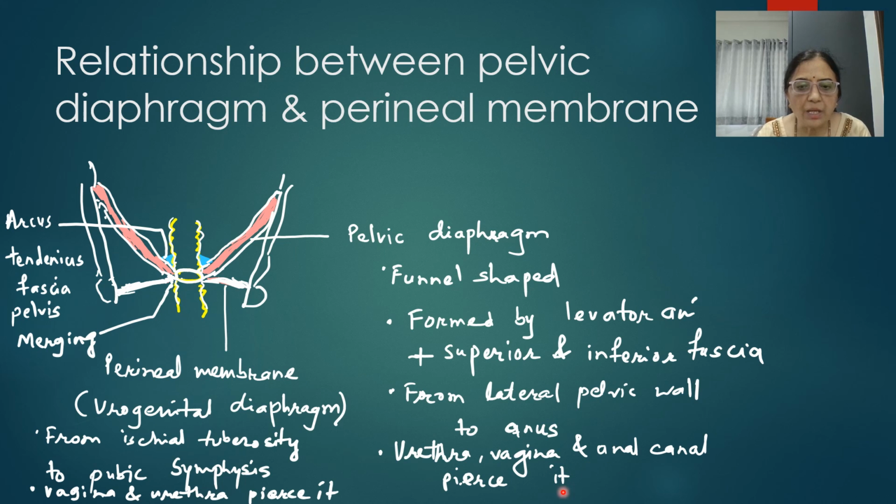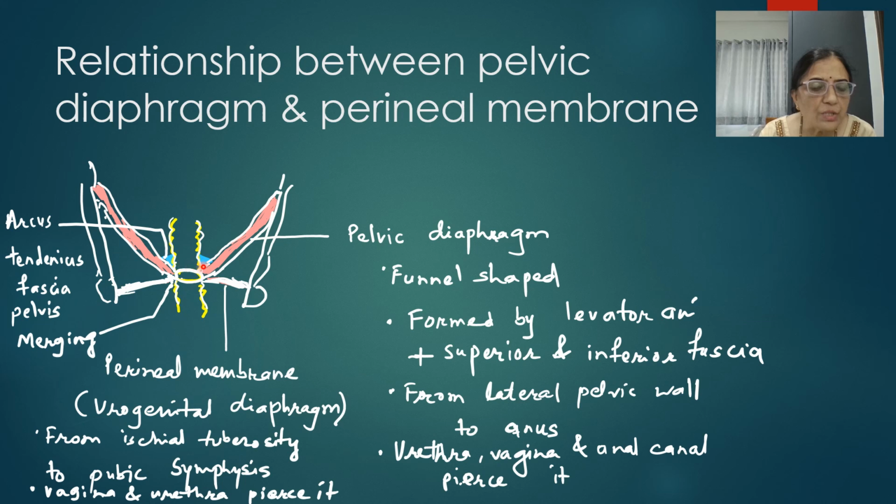Urethra, vagina, and anal canal pierce it, so that opening together is called the levator hiatus. The meaning of the word hiatus is opening. So the levator hiatus has three tissues piercing it. On the other hand, the perineal membrane, previously called the urogenital diaphragm, is at a lower level than the pelvic diaphragm. It goes from the ischial tuberosity to the pubic symphysis, and the vagina and urethra pierce it. That is why its opening is called the urogenital hiatus, because only the urethra and vagina pierce it.